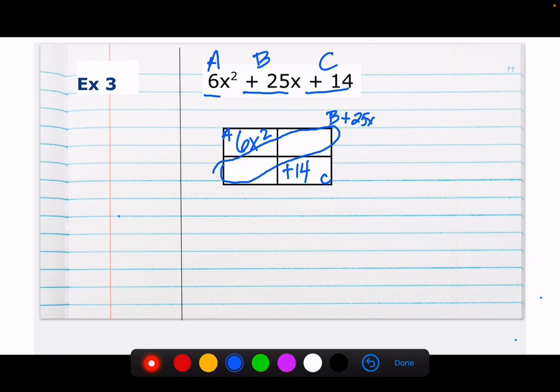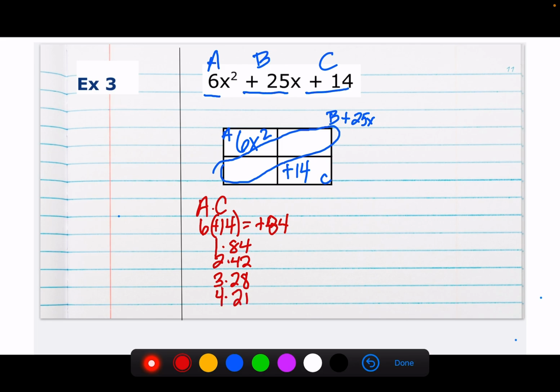Okay. Our next part is to go through and find our AC. So AC, which is A times C, our A is 6, our C is 14, and that multiplies out to a positive 84. Okay. So what we need to do now is to find those factors of 84. 1 times 84, 2 times 42, 3 times 28, and 4 times 21.